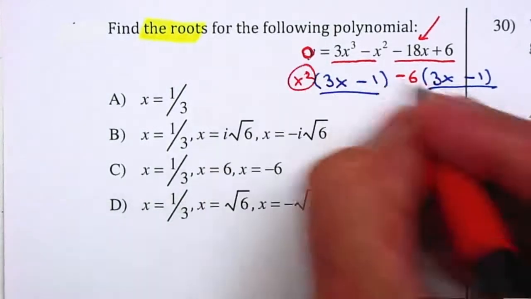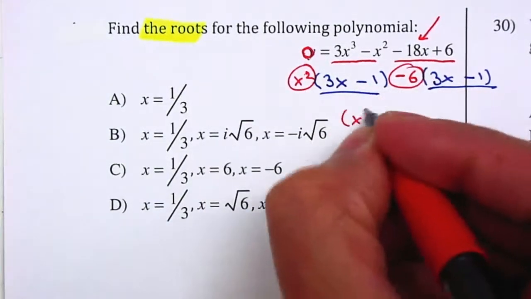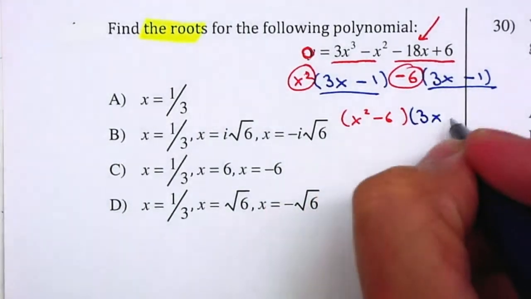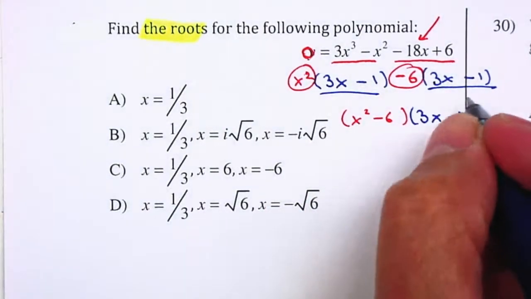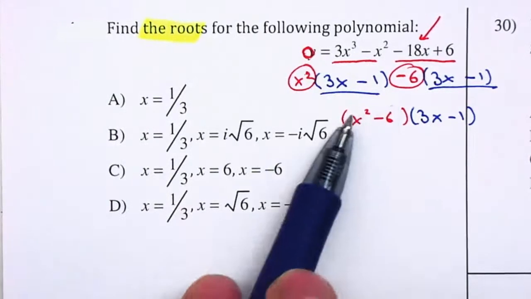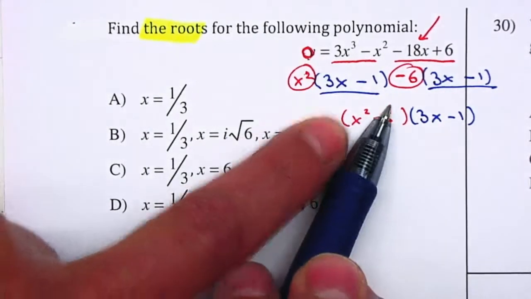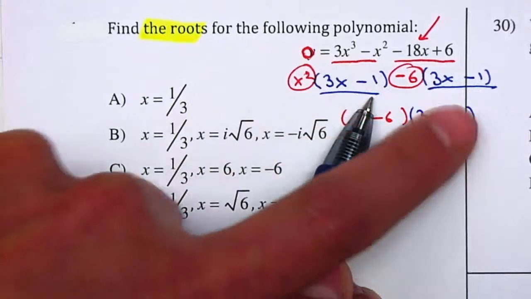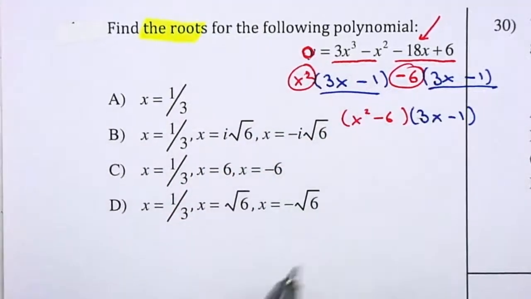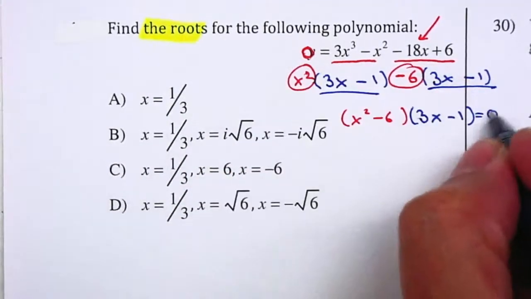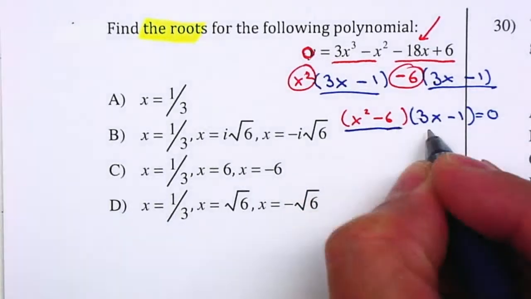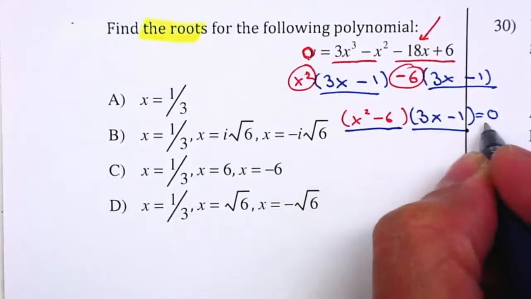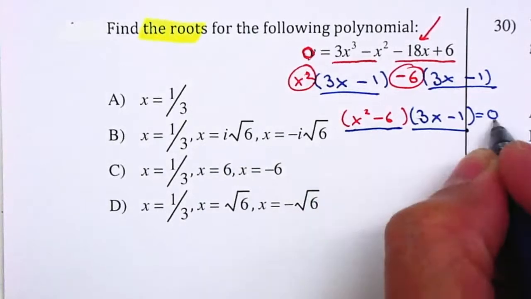I'm going to group my x squared minus 6 together, and my 3x minus 1 only gets written down once, because this is like the distributive property. So if you multiply it out, you're going to distribute the x squared to them both, which is right here, and then the negative 6 to them both, which is right here. And it's equal to 0. Since both binomials are multiplying each other and they're equal to 0, I know that at least one of them has to be equal to 0.